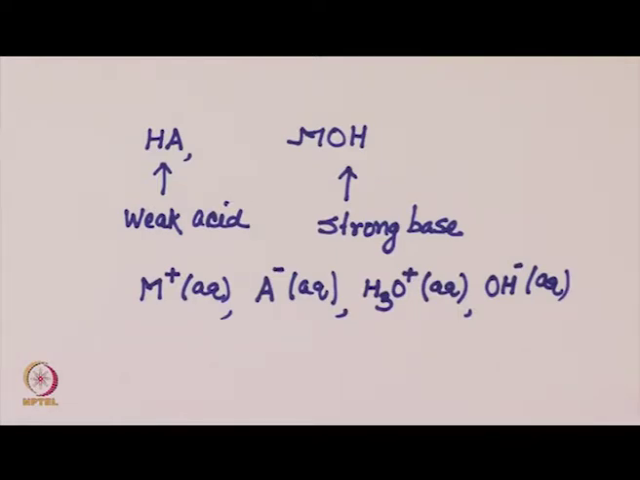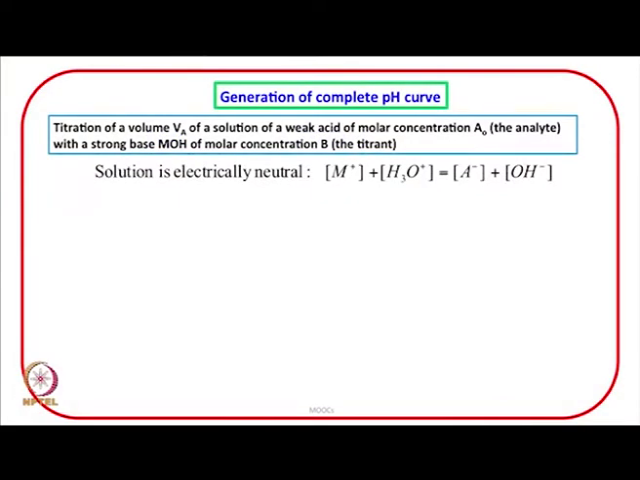Let us go to the slide. Since the solution is electrically neutral, this equation will hold. That is, the total positive charge will be equal to total negative charge. We write in terms of the concentrations. Concentrations of whatever positively charged species, sum of that has to be equal to the sum of the concentration of all the negatively charged species.